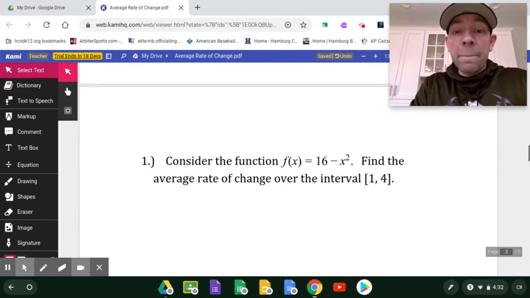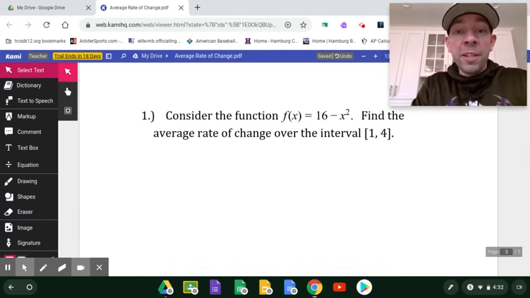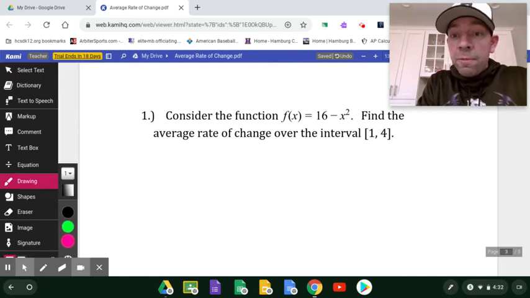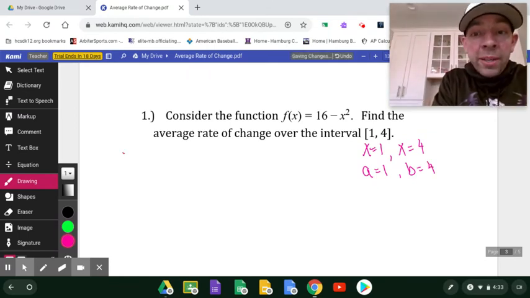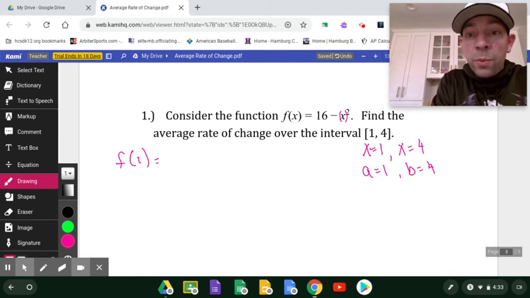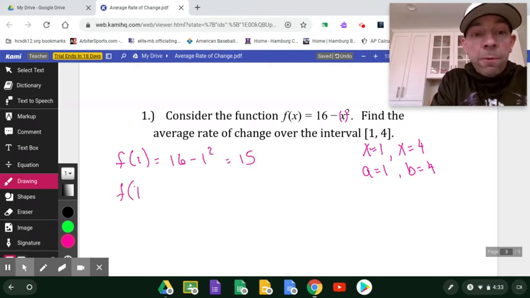All right. So here's my first form of a function in the form of an equation. And we want to find the average rate of change from x equals 1 until x equals 4. In other words, a equals 1 and b equals 4. So just maybe a little scrap work. We want to calculate what is f of 1. So I'm going to replace this x with a 1 to get 16 minus 1 squared, which makes 15. And we're going to calculate f of 4.